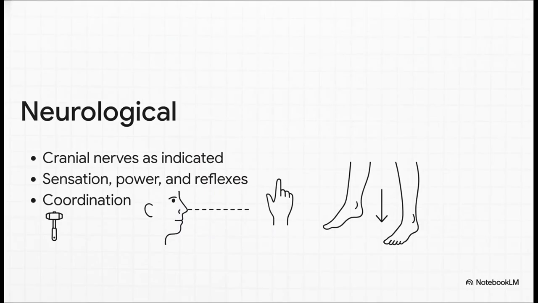To finish up the neuro exam, we dive a bit deeper. We assess the specific cranial nerves as indicated by whatever the patient is presenting with. We test their sensation, their power, and their reflexes. And crucially, we also check their coordination. The framework explicitly points out 2 fantastic tests for this, the finger-to-nose test and the heel-to-shin test. These are super rapid, effective ways to ensure the brain and the body are communicating smoothly.